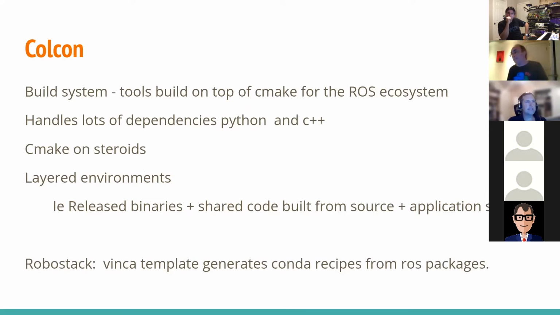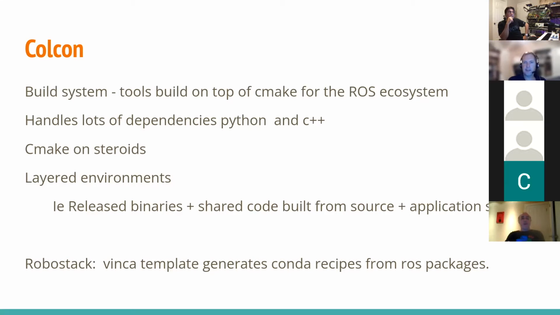So what's Colcon? It's this build system. It's tools that are built on top of CMake for the ROS ecosystem. It's kind of like CMake on steroids. Just like the Python ecosystem, where we've got lots and lots of dependencies, in ROS we've got the combination of Python and C++. And this Colcon build system helps us build a lot of these packages so they can work together and discover other packages.